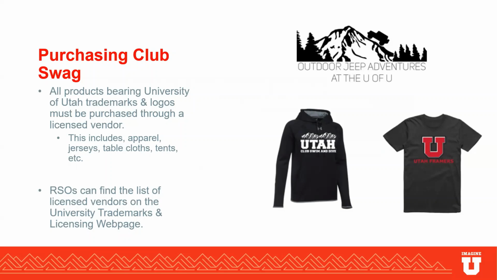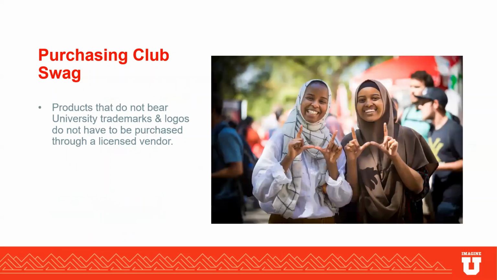list. Now, if you're not using any university trademarks or logos, right? So if you're just getting shirts that say the Cupcake Club on them, you're not referencing the University of Utah, you're not using any of the logos or mentioning the university in any way, you don't have to go through a licensed vendor. You can use whatever vendor that you so choose.